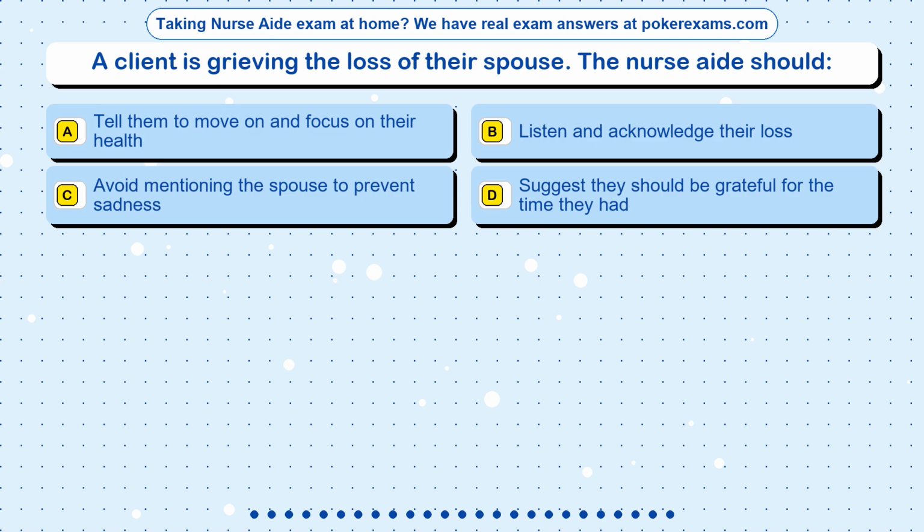Question 10. A client is grieving the loss of their spouse. The nurse aide should: Option A. Tell them to move on and focus on their health. Option B. Listen and acknowledge their loss. Option C. Avoid mentioning the spouse to prevent sadness. Option D. Suggest they should be grateful for the time they had.